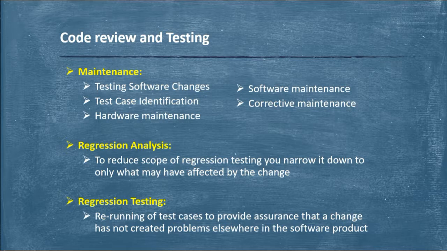Regression analysis is to reduce the scope of regression testing. You narrow down to only what may have been affected by the change by doing a regression analysis. Regression testing is needed because you have to rerun the test cases to provide assurance that the change has not created problems elsewhere in the software product. That is what we saw earlier.